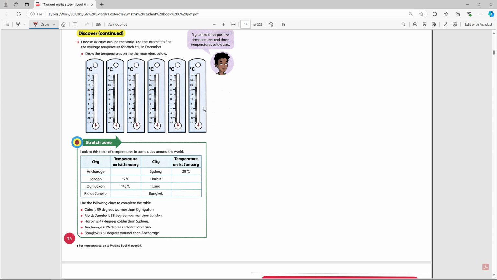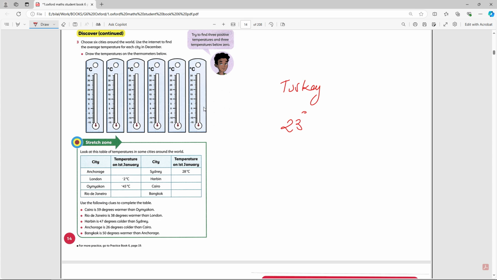For example, let's take an example. Draw temperatures on the thermometers below. I choose 3 cities around the world. Use the internet to find the average temperature for each city. Let's say, for example, now in Turkey, in Istanbul, let's say it's 23 degrees. And you need to come here and show the 23 degrees.